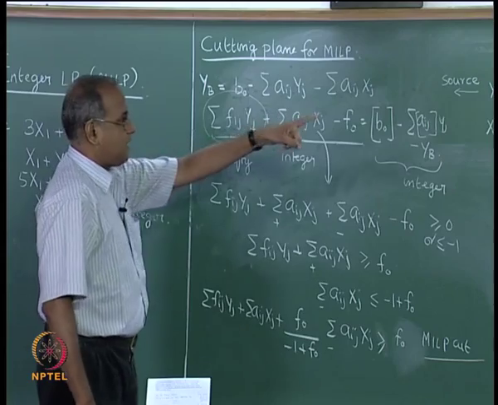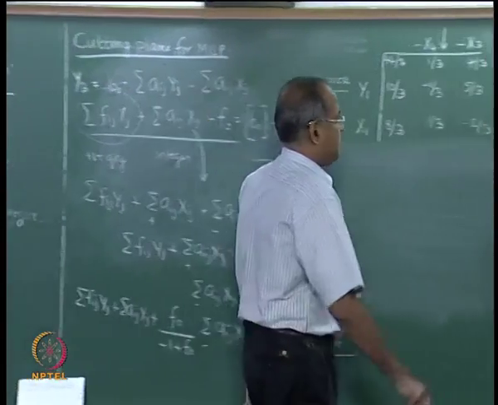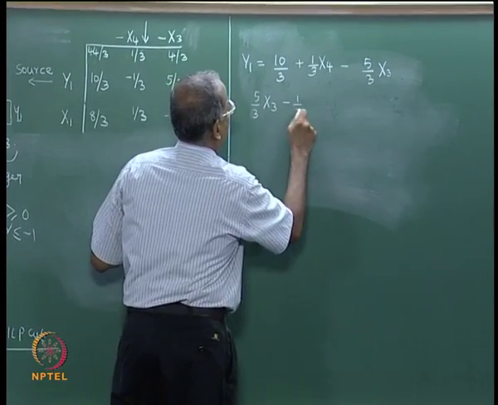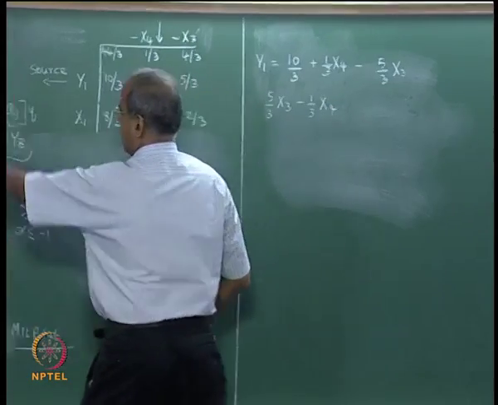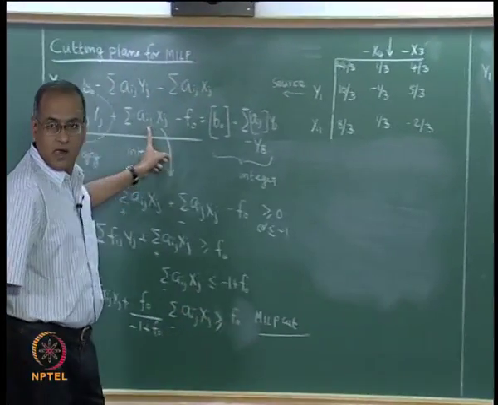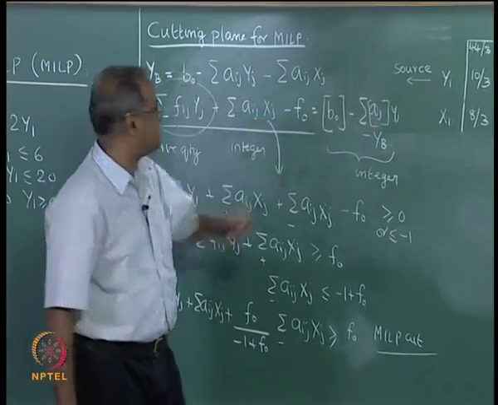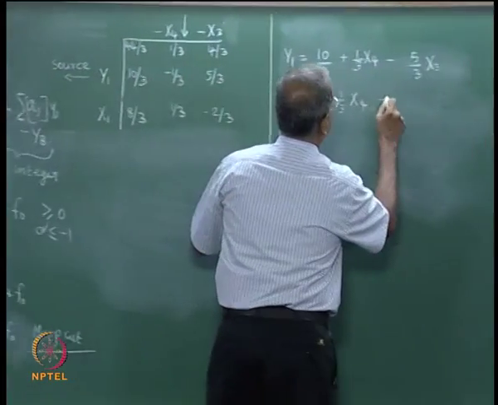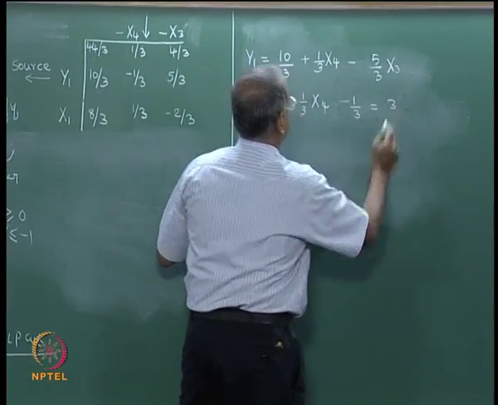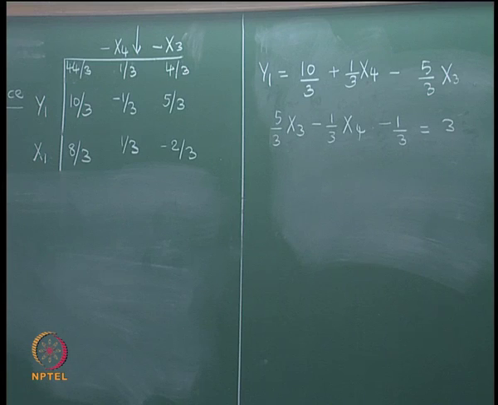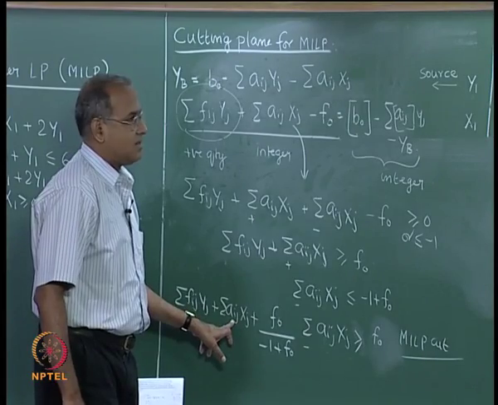Now, we need to bring all the x terms to this side. So, you get 5 by 3 x3 minus 1 by 3 x4, we have got this. Now, this is 3 plus 1 by 3, so minus 1 by 3 is equal to 3, correct. So, now you realize that this term is not there, this term is the one that has a positive value.